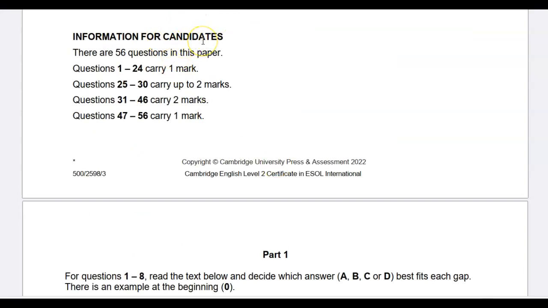Information for candidates, in this case information for you. There are 56 questions in this paper, and there are 4 sections. For the first question, from question number 1 to 24, you are going to mark the answers. Then you're going to mark up to 2 marks, and then you're going to find some more instructions.